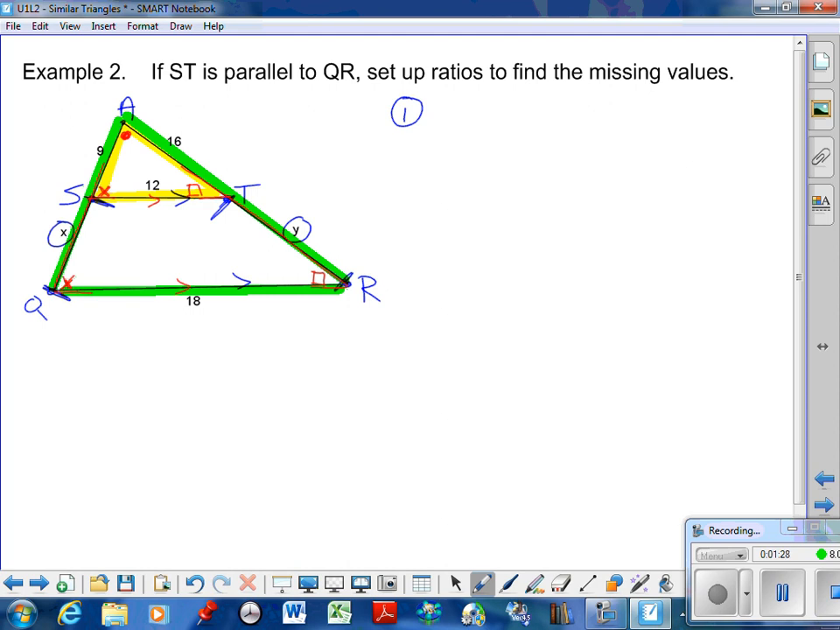So I'm going to use the small triangle on top, just because it's cool. Small on top is cool.